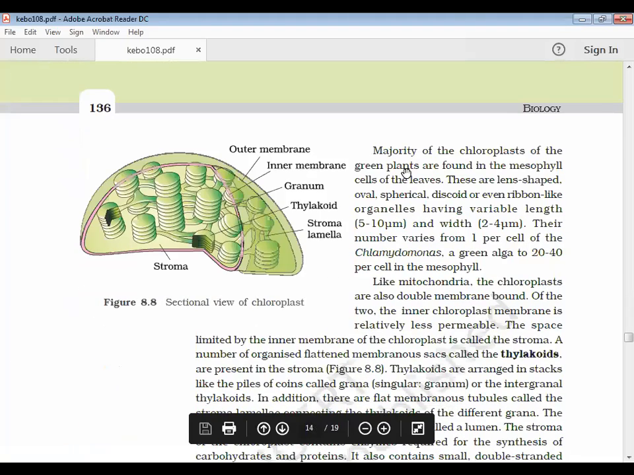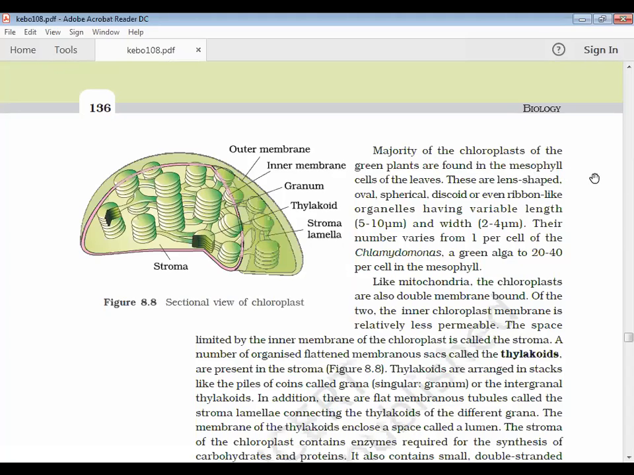The majority of the chloroplasts of the green plants are found in the mesophyll cells of the leaves. These are lens-shaped, oval, spherical, discoid, or even ribbon-like organelles having variable length of 5 to 10 micron and width 2 to 4 micron.